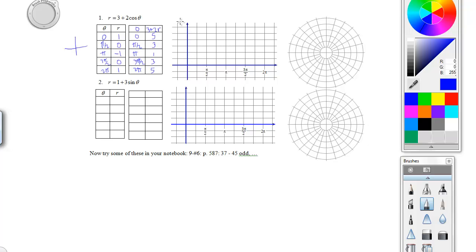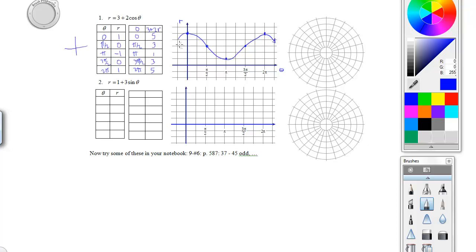So the regular graph, if we just call this r and theta and graph this on a rectangular coordinate system, the graph would look as you would expect it to. 1, 2, 3, 4, 5 over pi over 2 and up 1, 2, 3 over pi and up 1, over 3 pi over 2 and up 3 and over 2 pi and up 5. And the curve looks something about like this.